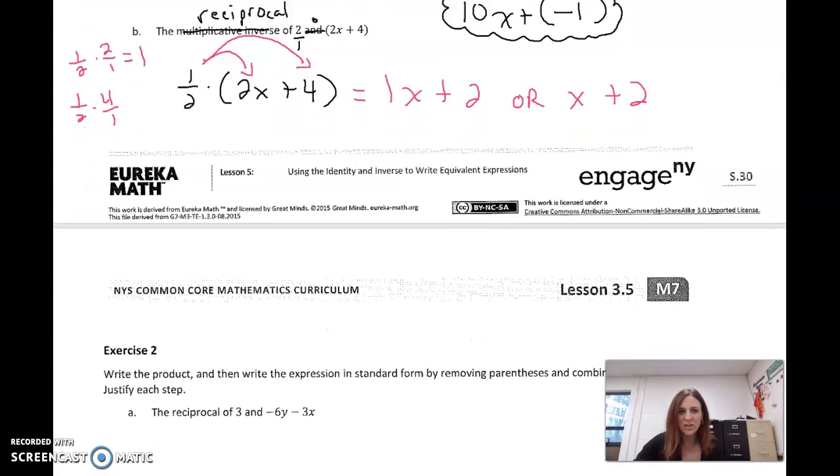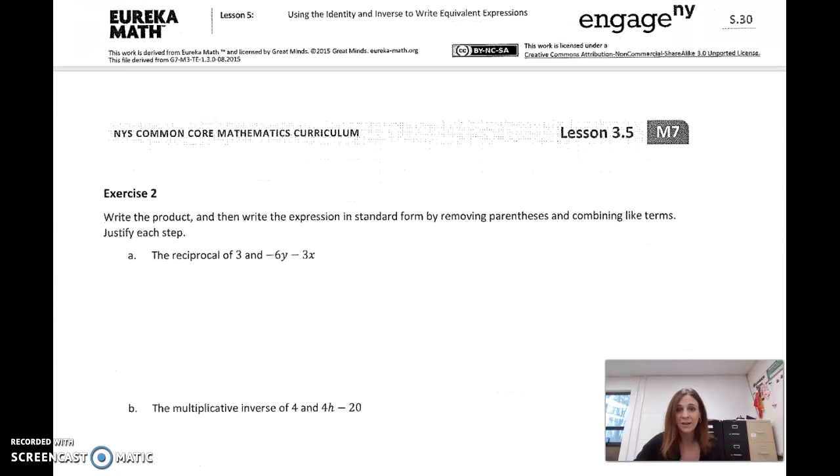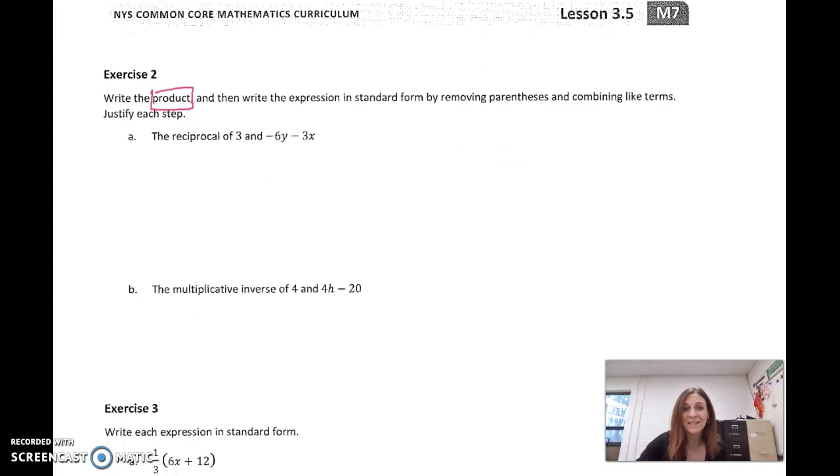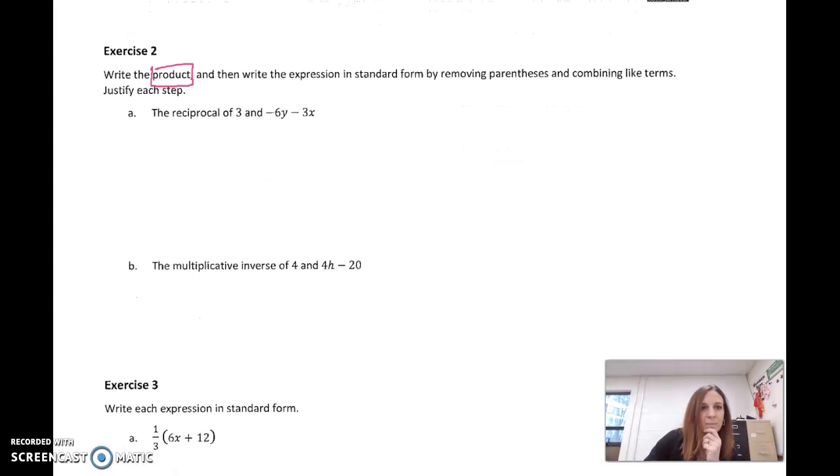All right, just to finish up, again, kind of the same thing we've been doing. Write each product, and then write the expression in standard form. Not justifying. Product means to multiply. The reciprocal of 3. Okay, the reciprocal of 3 is 1/3. And that's where we put our times sign. Negative 6y minus 3. I'm going to write it as plus a negative 3x. Subtracting is the same thing as adding the opposite.